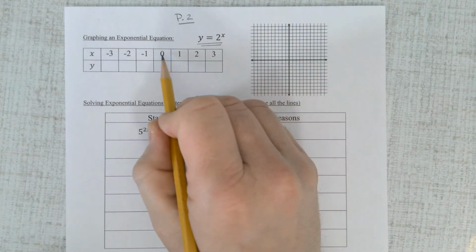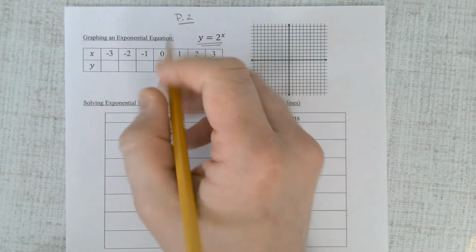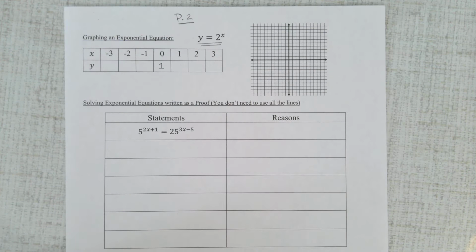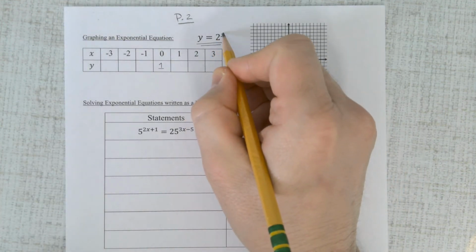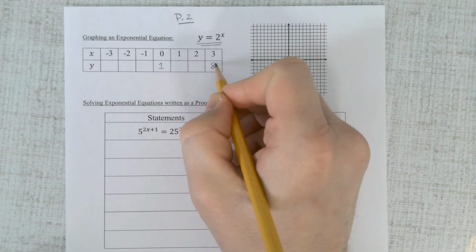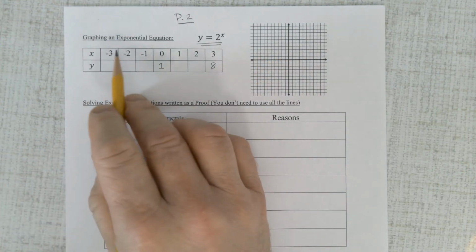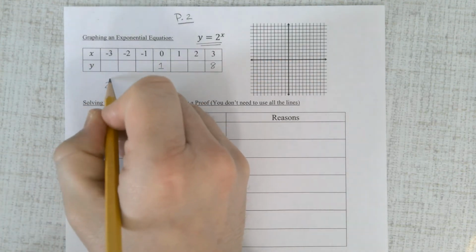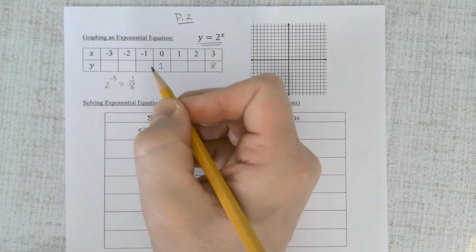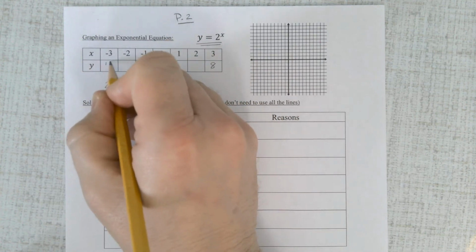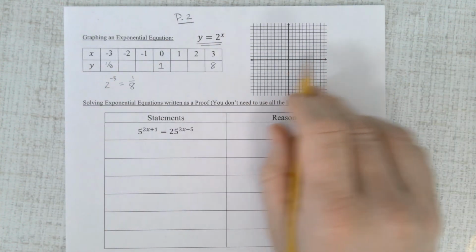If I plug a 0 in here, 2 to the 0 is 1, so that's a point on our graph. And what if we go all the way out to 3? 2 to the third would be 2 times 2 times 2, that'd be 8. And then what about negative 3? 2 to the negative 3, well, that's still an 8, but it's 1/8. Alright, so now we have enough points to go ahead and graph this.